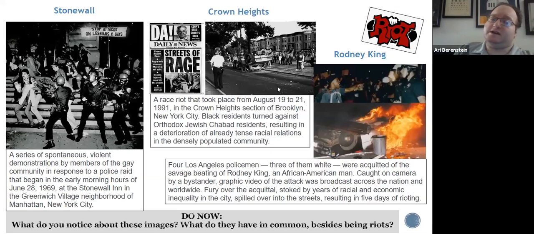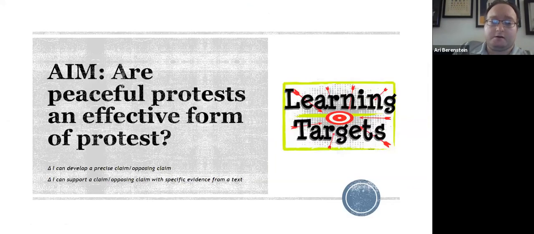So again, for the do now, we're asking, what do you notice about these images? What do they have in common besides being riots? Okay. Our aim continues our essay topic: is peaceful protest an effective form of protest?